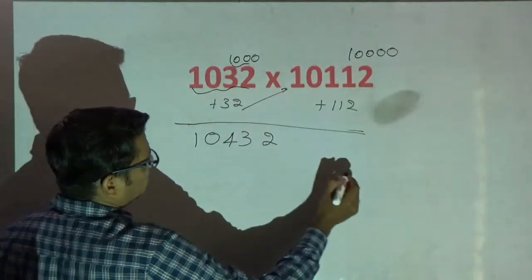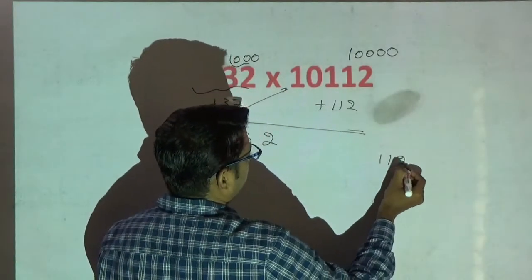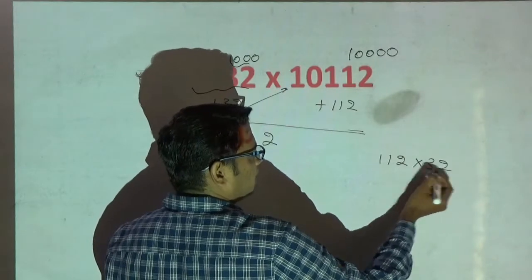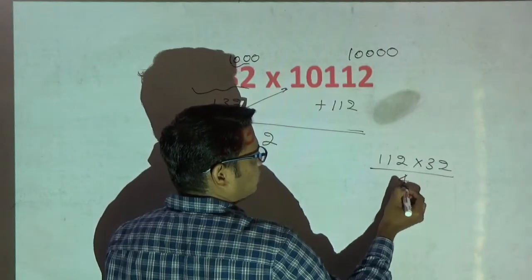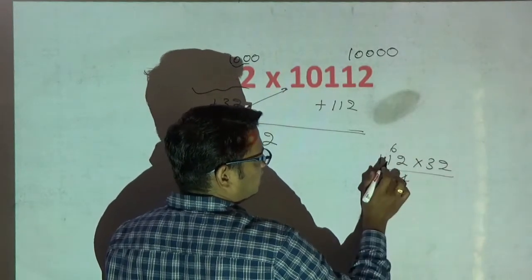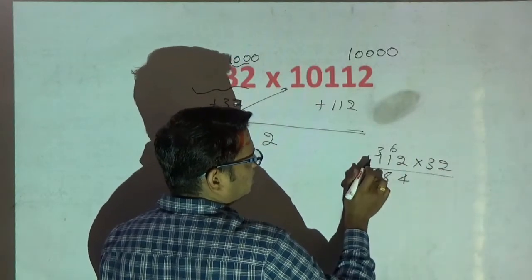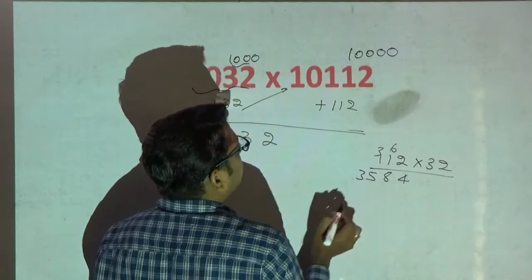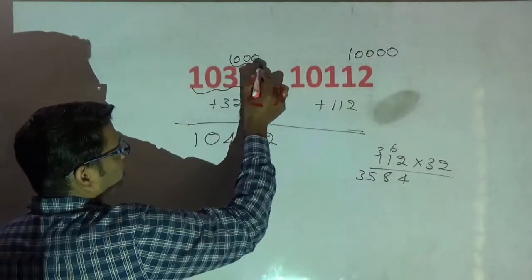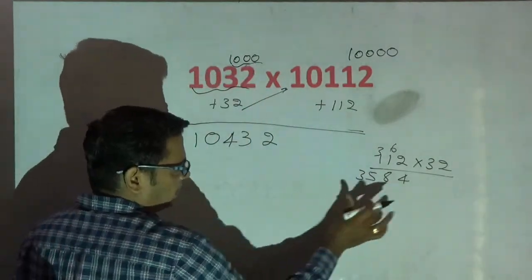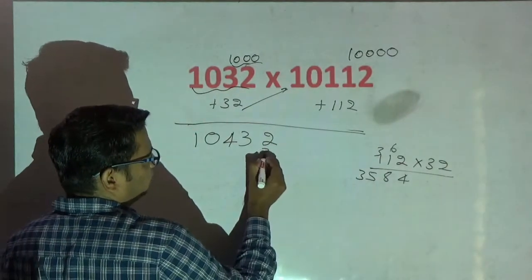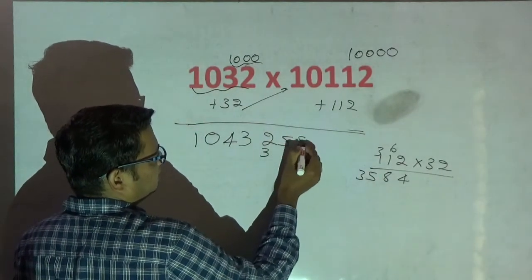Then I need to multiply these two. 112 into 32. 32 2 times is 64, 6 carry. 32 1 times is 32 plus 6 is 38, 3 carry. 32 1 is 32 plus 3 is 35. Now, you can see here, 1000 got how many 0? 30. But I am getting 4 digit answer here. Therefore, the 4th digit is carry, remaining I will write as it is.